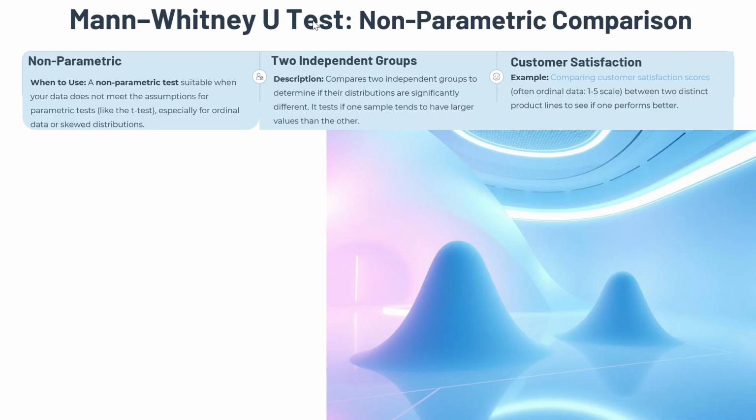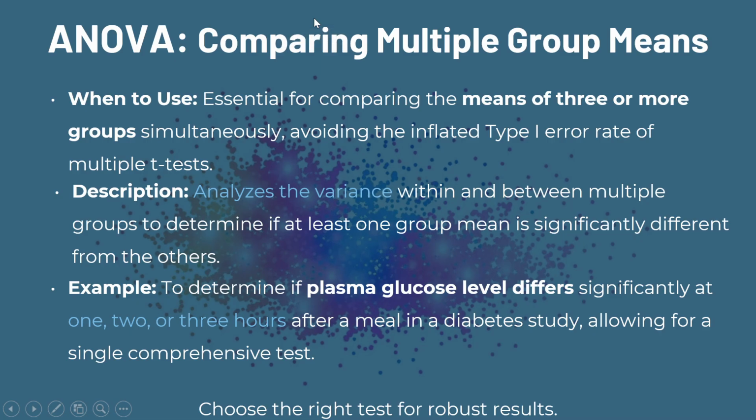For example, for customer satisfaction, comparing customer satisfaction scores between two distinct product lines to see if one performed better, we will use the Mann-Whitney U test.